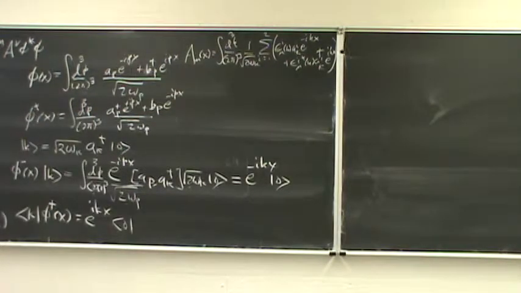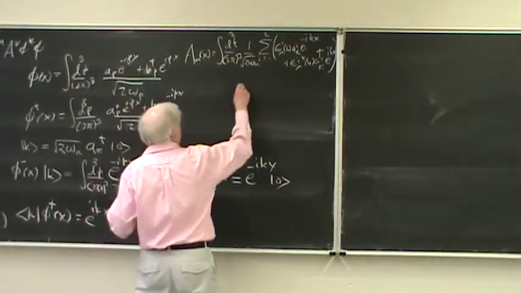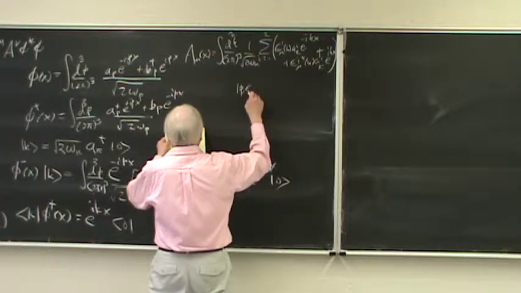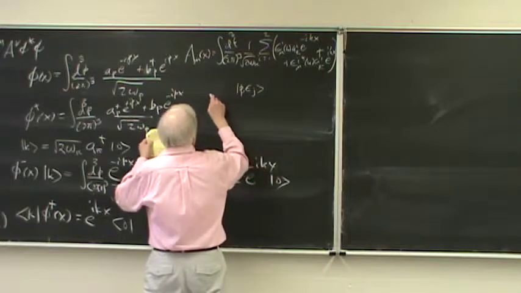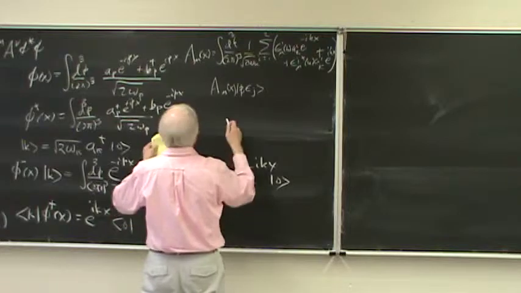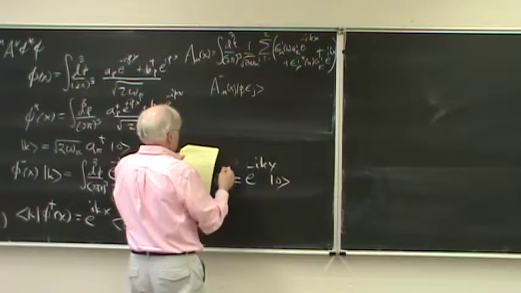And now, if we have an incoming photon of momentum p and polarization j, then A^μ(x) on that, and I might as well take the negative frequency part of that.